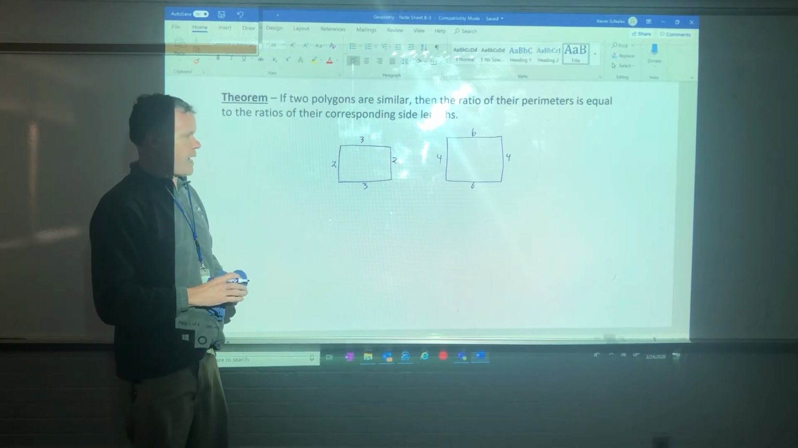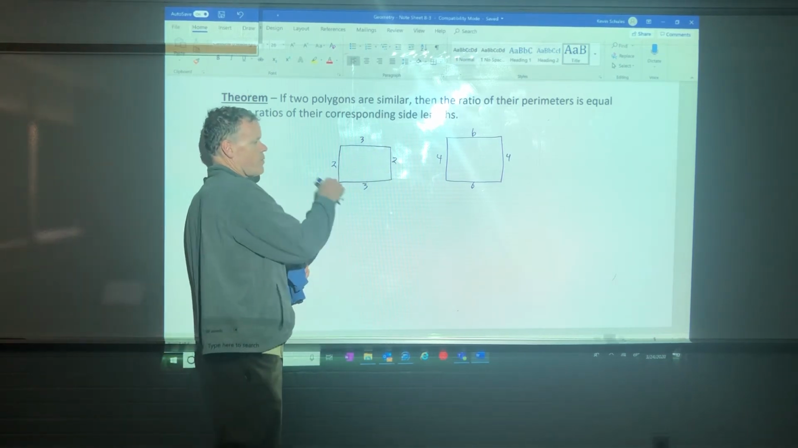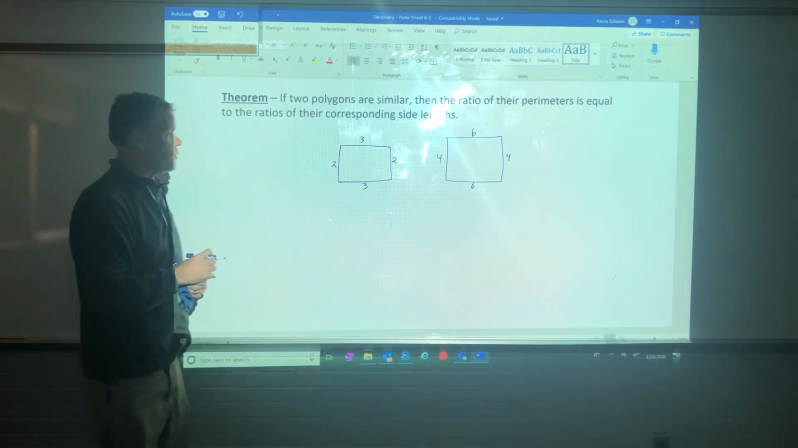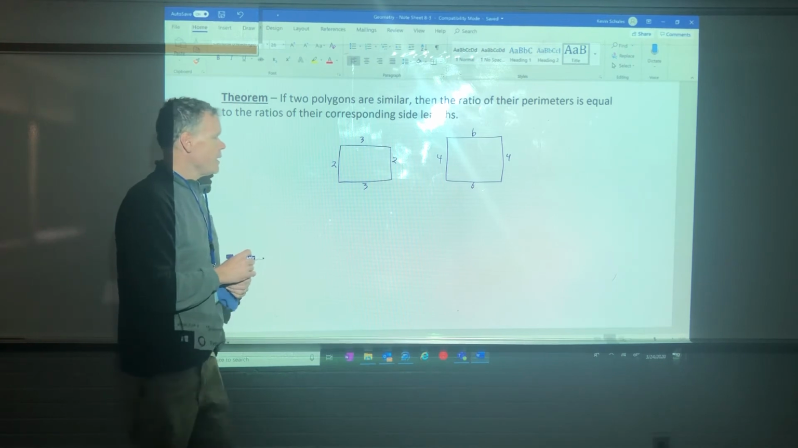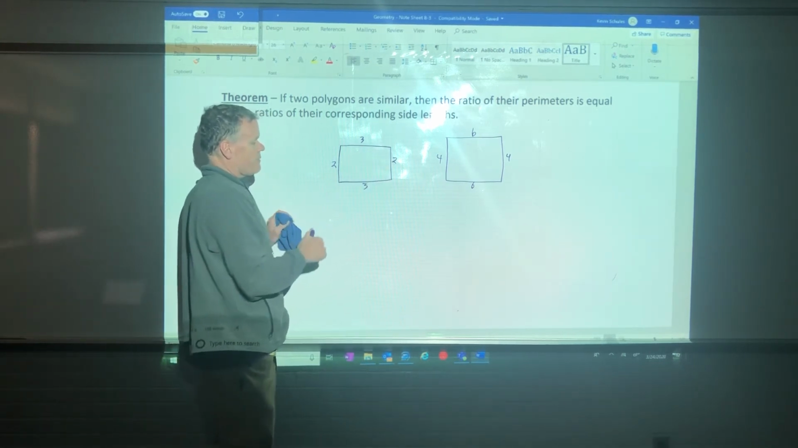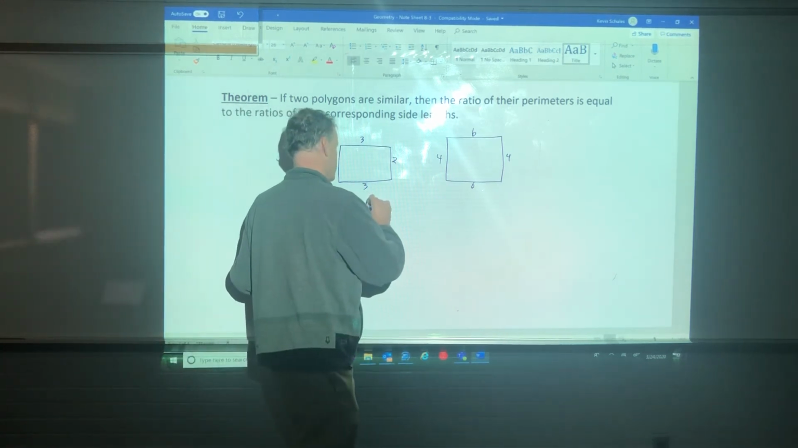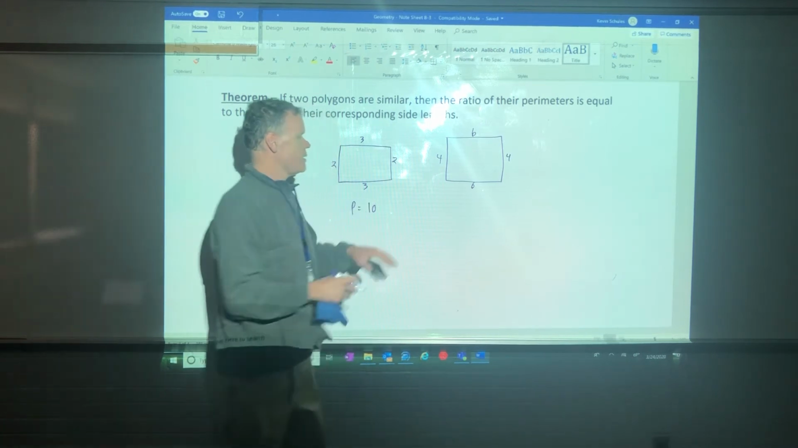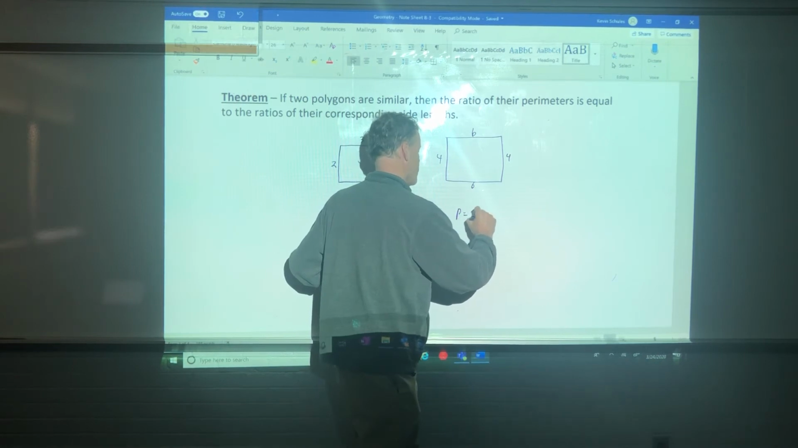Okay. What they're saying is that the ratio of their perimeters will also equal 1 to 2. Well, let's look at their perimeters. Okay. If we had 3 and 2, 5, okay, 3 and 2, 5, you're going to get 10. Perimeter equals 10. And the perimeter here equals 20.